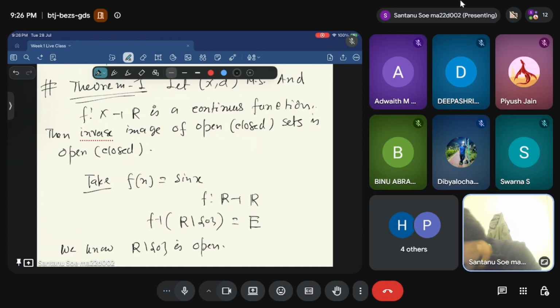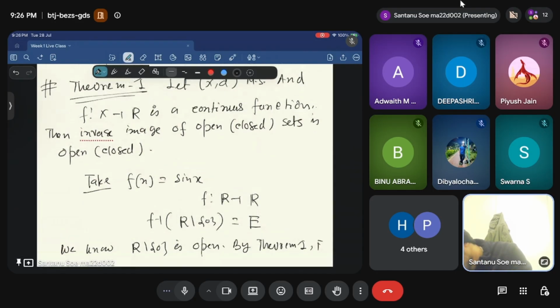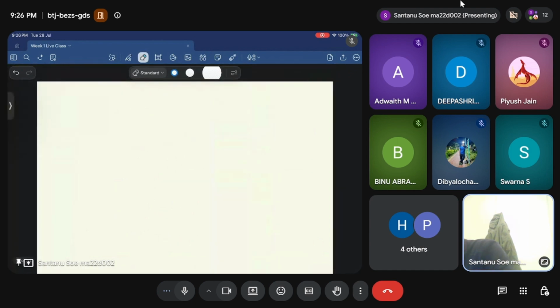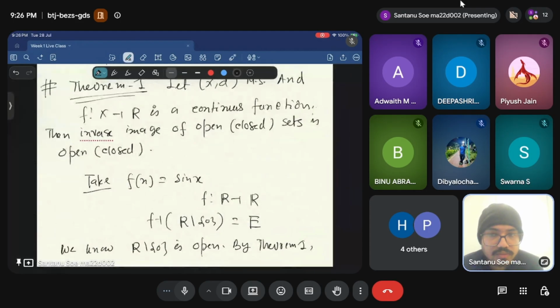Correct? So by theorem 1, E is an open set. Okay, it's so easy, right? You don't have to do a lot of things. You have to just find out the function and the open set which you are going to take the inverse under that function.